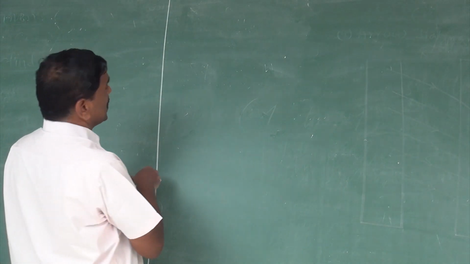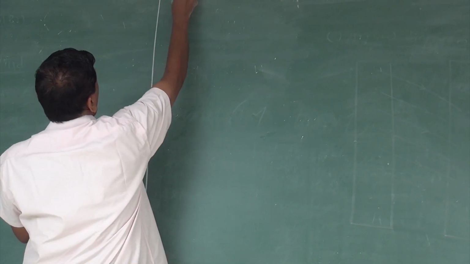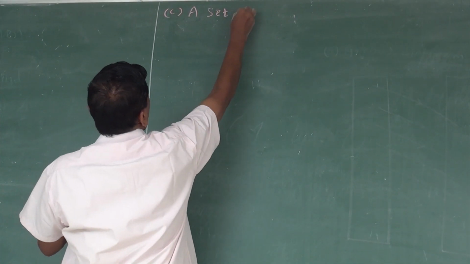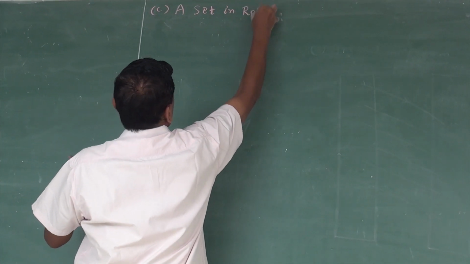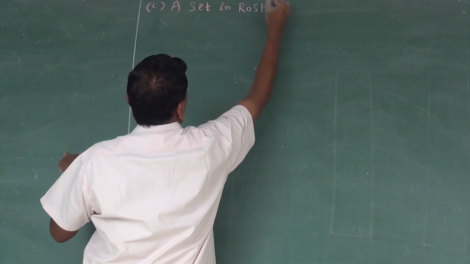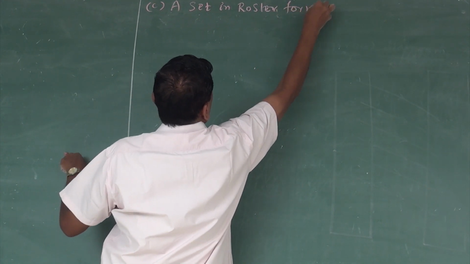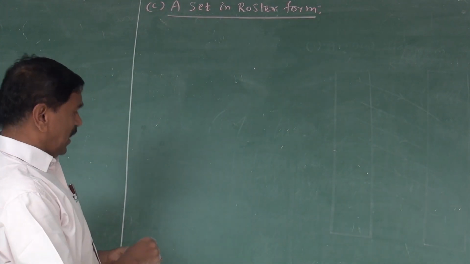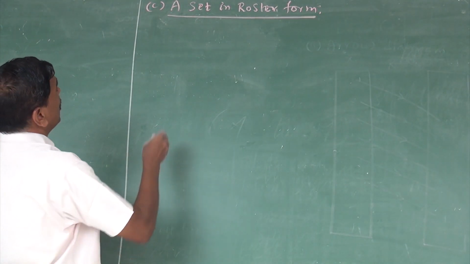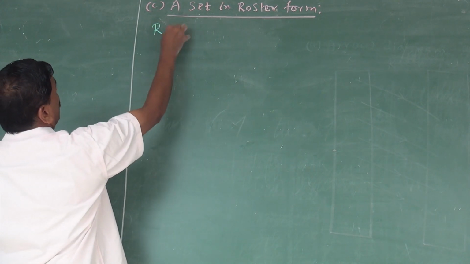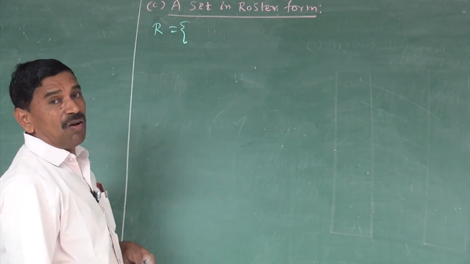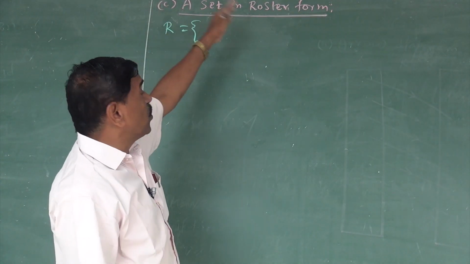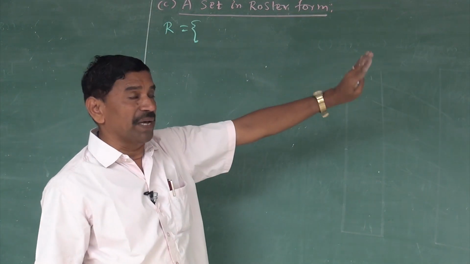So the third subdivision is C, in roster form. Okay. The roster form is given by, that is, the relation R is equal to. Can you tell me what are the ordered pairs? That is, the roster form is nothing but a set of ordered pairs.